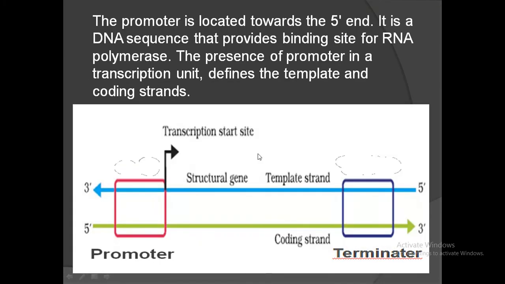What is the location of the promoter? This is the location of the promoter. That is the 5' end of the coding strand. The promoter is located at the 5' end of the coding strand. The terminator is located at the 3' end of the coding strand. And what is the role of the promoter? The promoter is a nucleotide sequence that is found before the structural gene. It provides a place for the attachment of RNA polymerase.